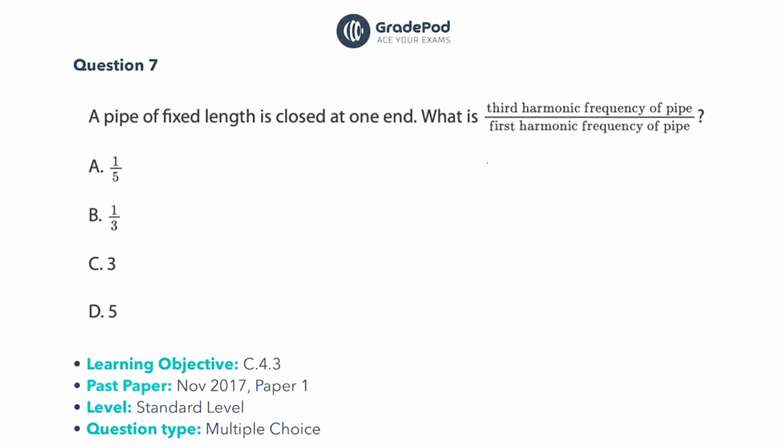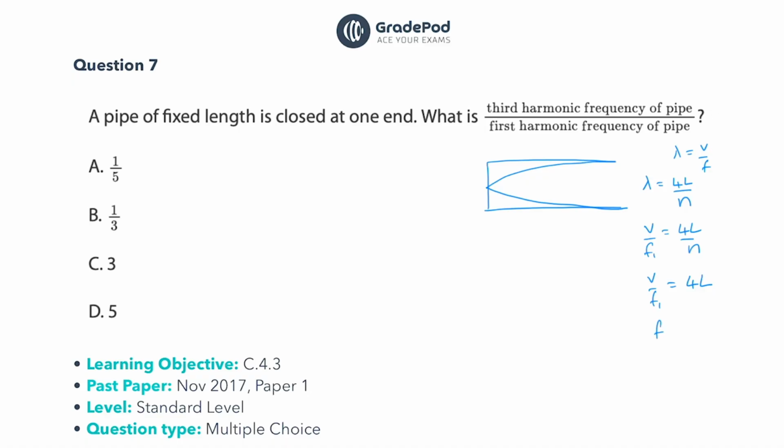Question 7. A pipe of fixed length is closed at one end. What is the third harmonic frequency of the pipe over the first harmonic frequency of the pipe? Let's draw these two diagrams. This is the first harmonic frequency of the pipe. And of course we write down this equation when we come across that situation. As in the previous question, we're not really that interested in wavelength. So instead of writing lambda, we're going to write v over f. So v over f1 is equal to 4L over n. And in this case, n is equal to 1. There's one node. So we've got v over f1 is equal to 4L. Let's rearrange for f1. f1 is equal to v over 4L.